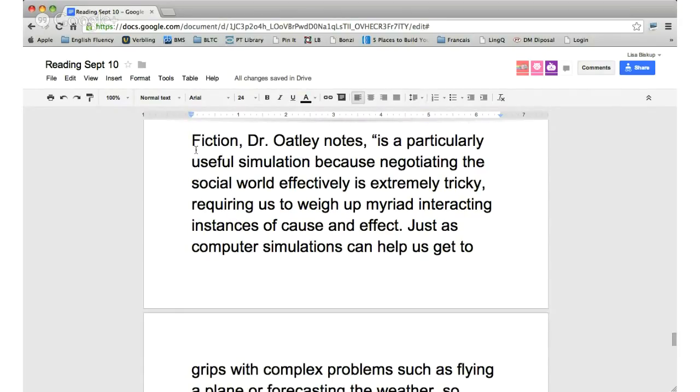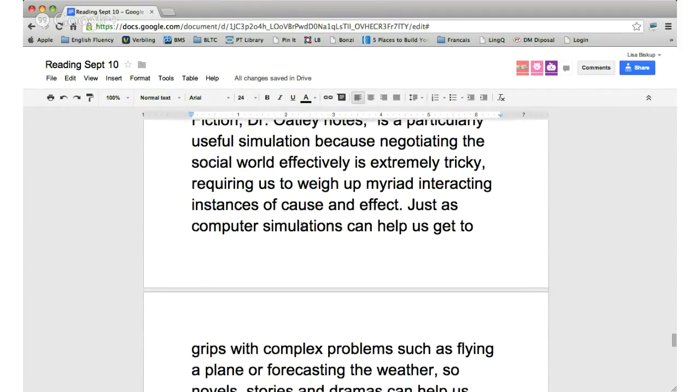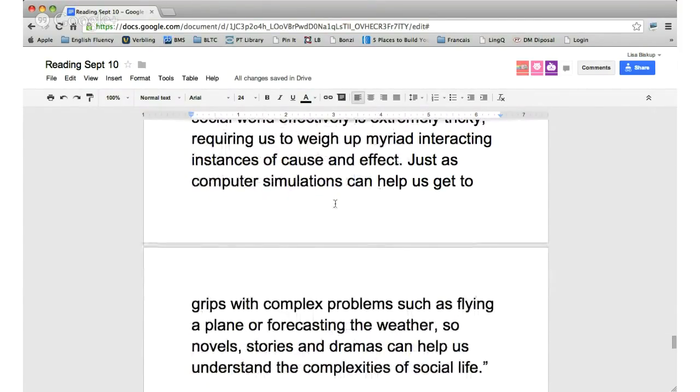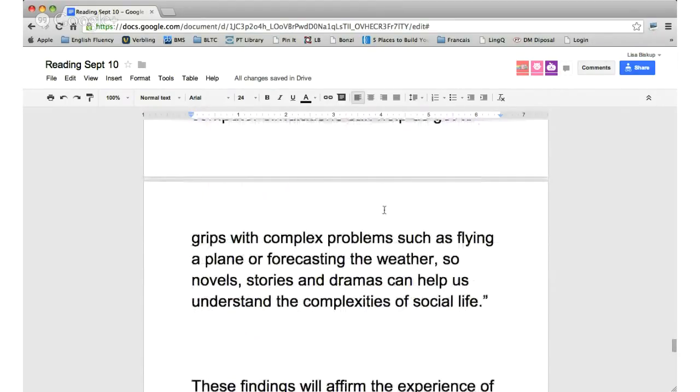Fiction, Dr. Oatley notes, is a particularly useful simulation because negotiating the social world effectively is extremely tricky, requiring us to weigh up myriad interacting instances of cause and effect. Just as computer simulations can help us get to grips with complex problems such as flying a plane or forecasting the weather, so novels, stories, and dramas can help us understand the complexities of social life.